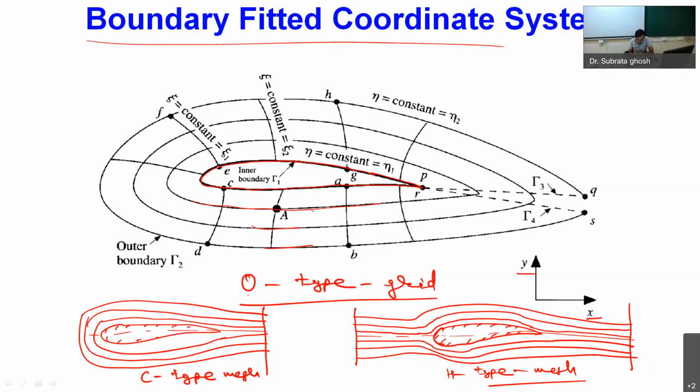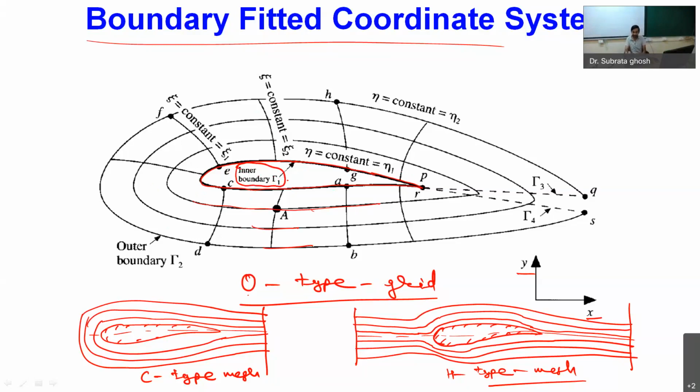Okay, now you can see these points E, G, P, R, A, C. These all are lying on the inner boundary of the aerofoil, or I can say the inner boundary of this grid. For the aerofoil it is actually the outer edge, but for this grid structure it is the inner boundary of the grid. So what I am doing is representing this inner boundary of the grid with some function gamma 1.